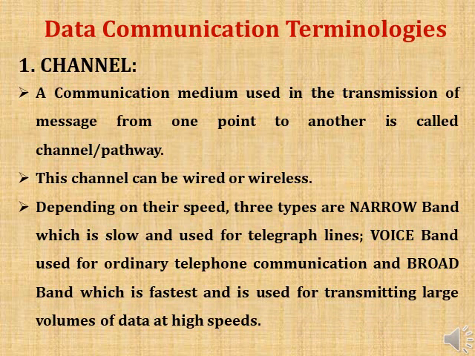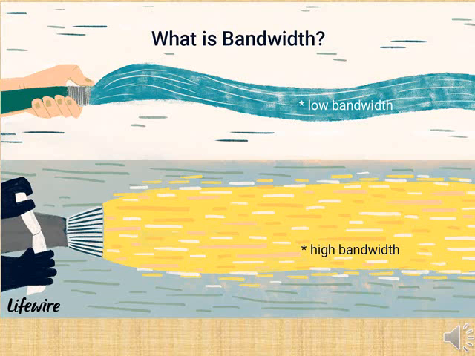A communication medium used in the transmission of a message from one point to another is called a channel or pathway. This channel can be wired or wireless, depending on their speed. Three types are narrow band, voice band and broadband. Narrow band, which is slow and used for telegraph lines. Voice band used for ordinary telephone communication, and broadband which is fastest and is used for transmitting large volumes of data at high speeds. Second is bandwidth.